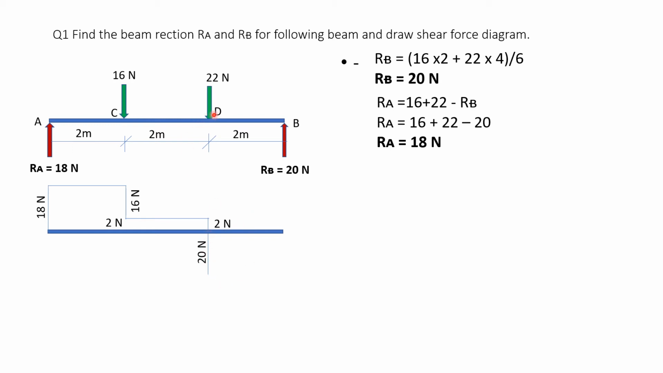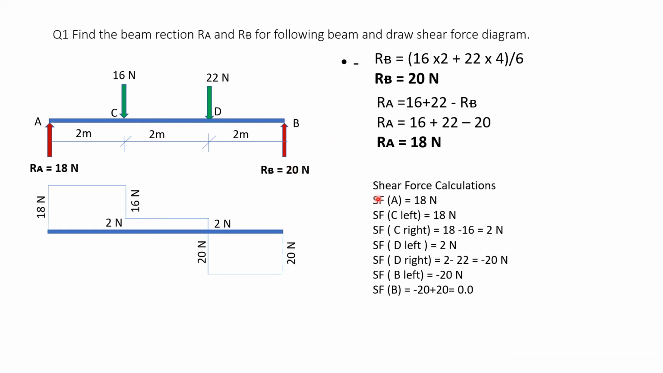Now from D to B the shear force will remain minus 20. So one horizontal line from here, that is of 20 Newton. Now this is minus 20 here, but here RB is plus 20 going up. So from this point I have to go up by 20. So when I go up by 20 I reach 0. So minus 20 plus 20 will give me 0 and I reach the baseline 0. So this is how I draw the shear force diagram directly.